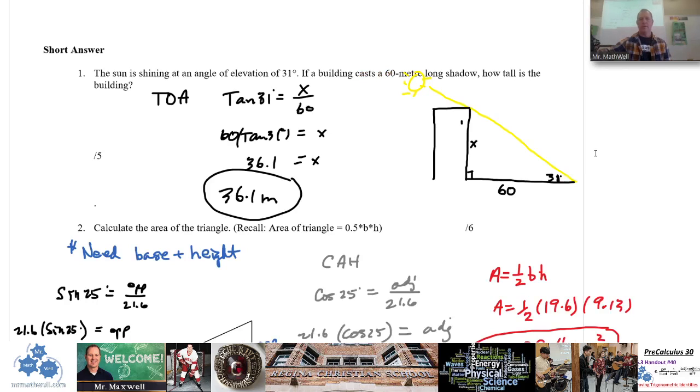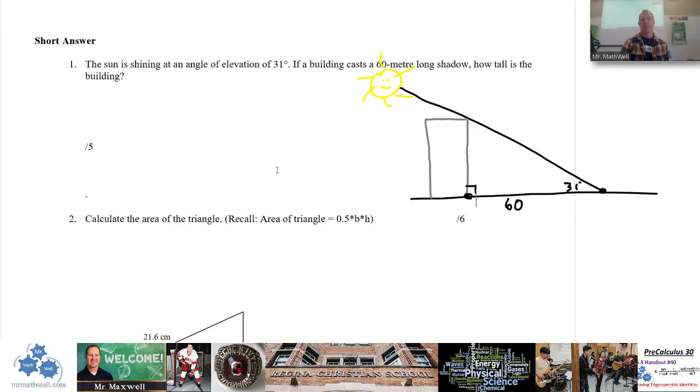All right, so what we want to do is find the height of the building, and the height is x here, so that is the opposite side, right? And this is the adjacent side. So O and A is associated with tan. So you'd write tan of the angle, which is 31, equals opposite x over adjacent 60. And when you solve for x, you should get 36.1 meters. All right. So that's short answer question number 1.